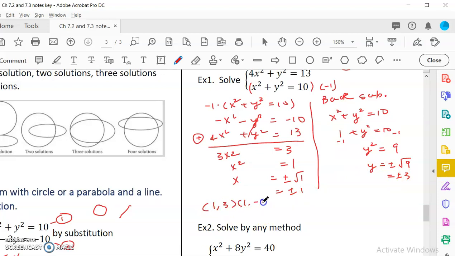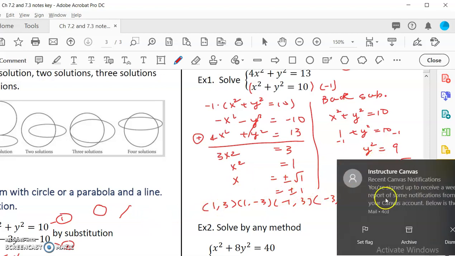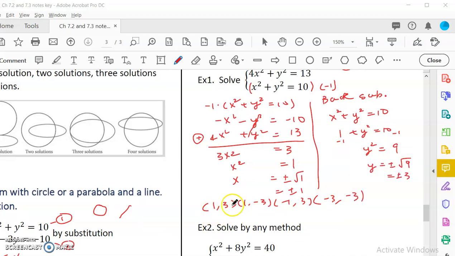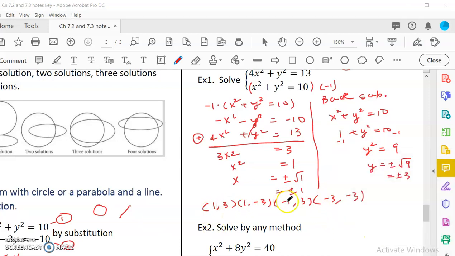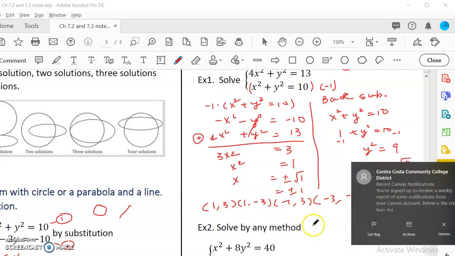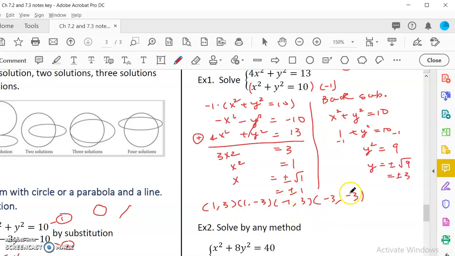I would have 1, 3. 1 and negative 3. Negative 1 and 3. And negative 1 and negative 3. So it's 4 sets, different sign. Because when I have x equal to plus and minus 1, I could have any of the y, right? So when it is 1, you can have y be equal to 3 and negative 3. And when it is negative 1, you also can have 3 and negative 3.